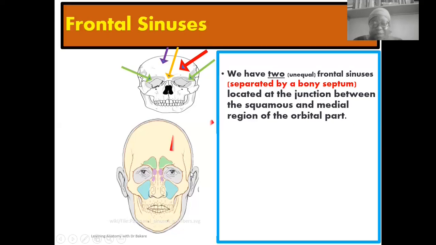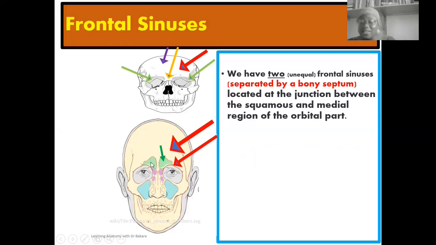If you look at this image down here, this is where we have the frontal bone. And of course, this is the squamous part. You have the orbital part in the lower part here, and this is the medial part of the orbital part. The junction where the squamous part of the frontal bone meets with the medial part of the orbital region of the frontal bone is where we have the location of the frontal sinus. And this is where the frontal sinus is located, and this is what is arrowed here in green. So you have one on this side and you have another one on this side.